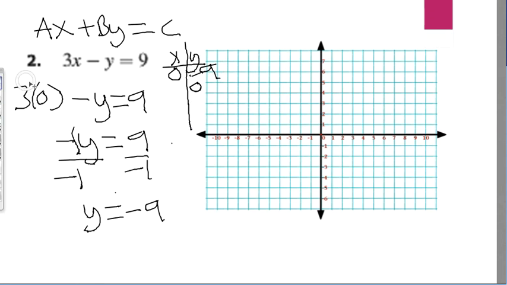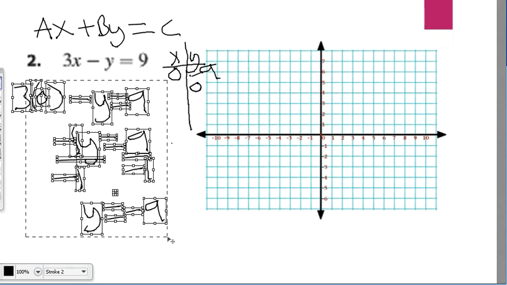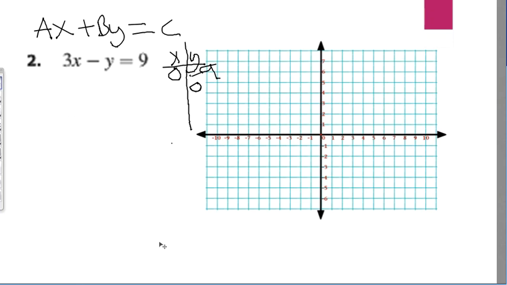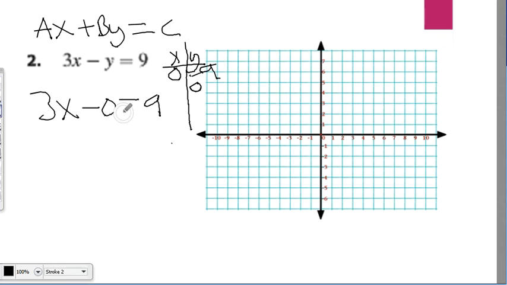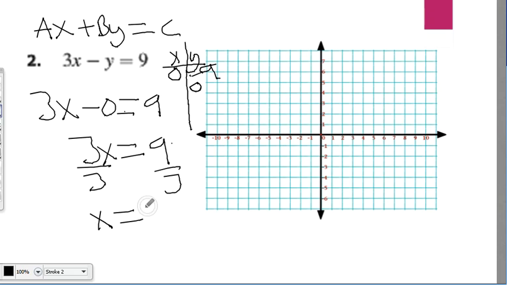Now let's take this same equation and let's let the y be 0. So that's going to give us 3 times x minus 0 equals 9. 3 times x minus 0 equals 9 is going to leave us with 3 times x equals 9. And then we would have to divide by 3 on both sides to make this x equals 3.